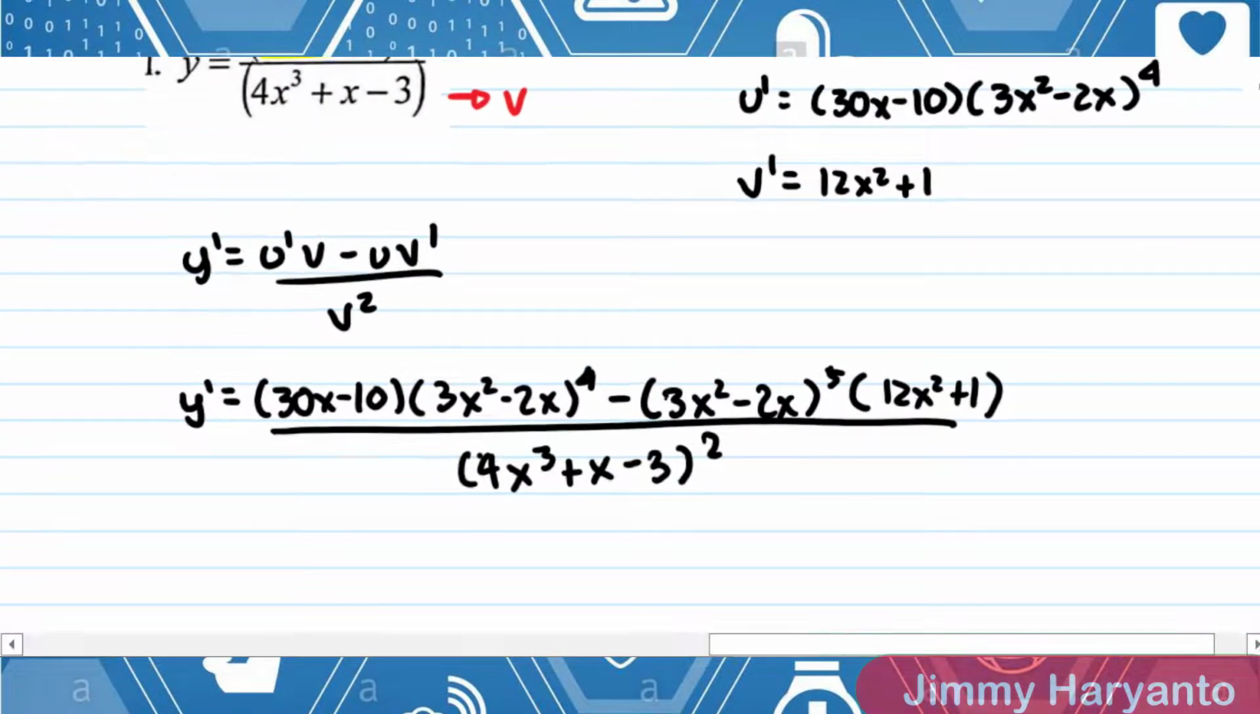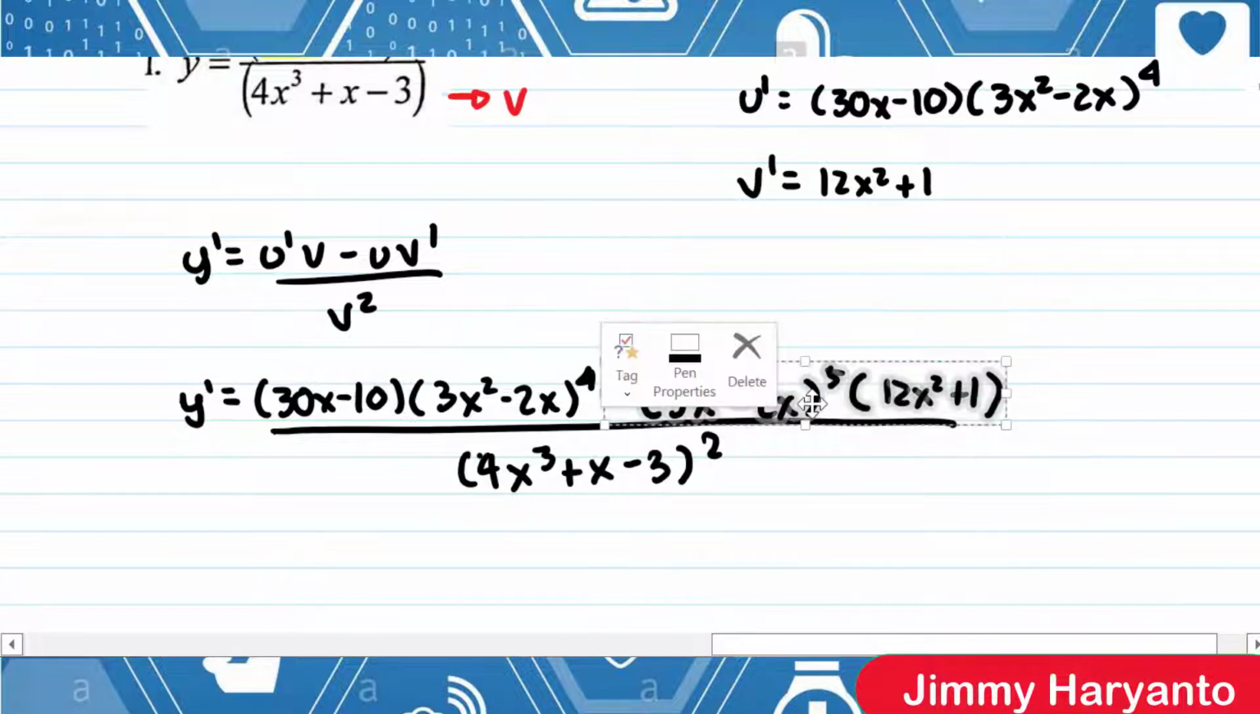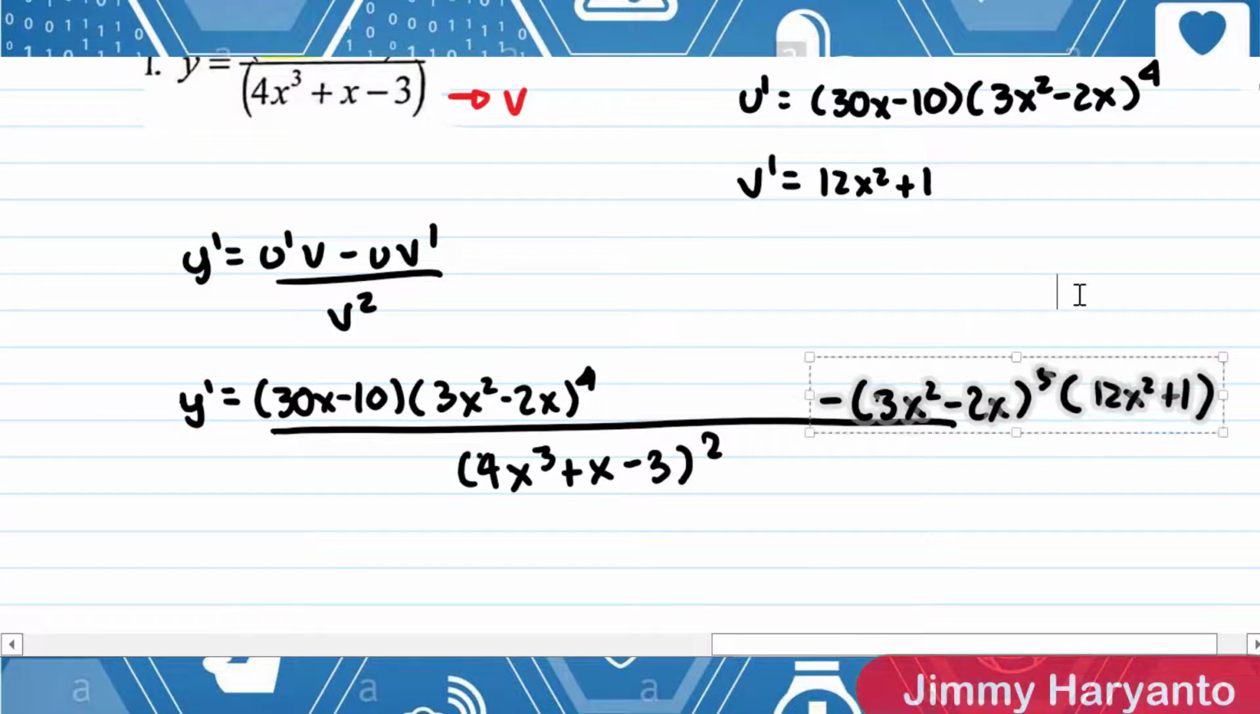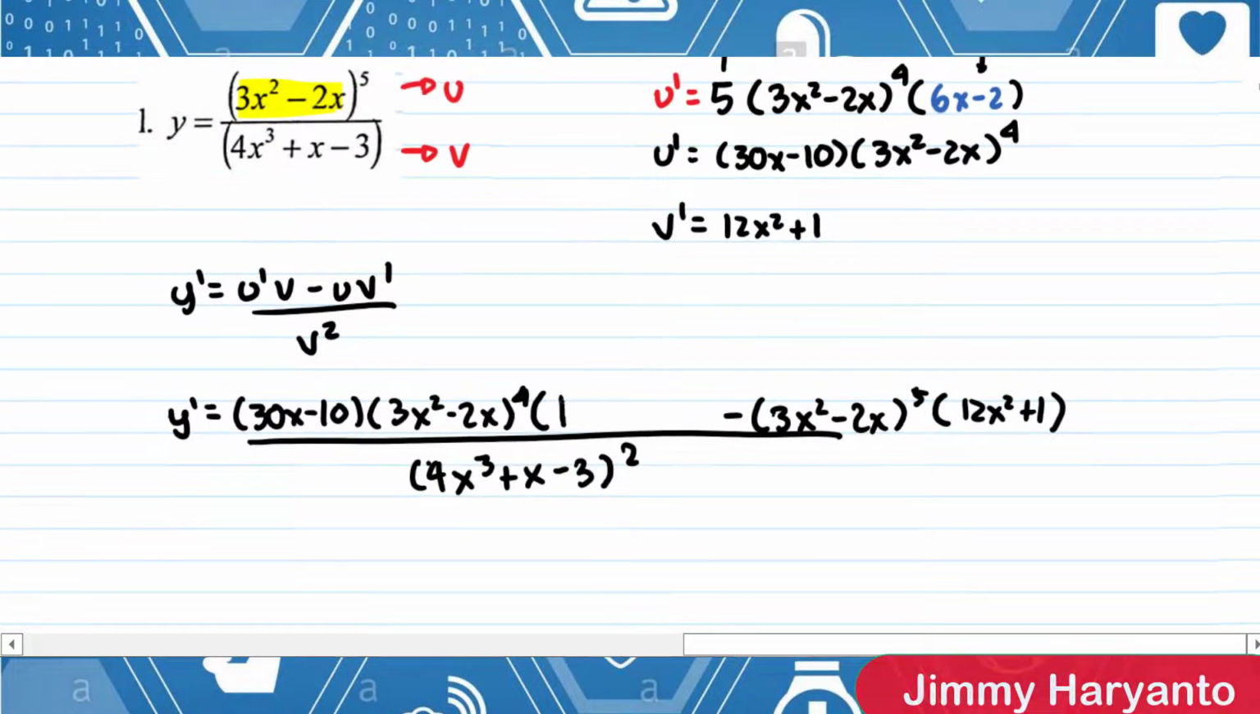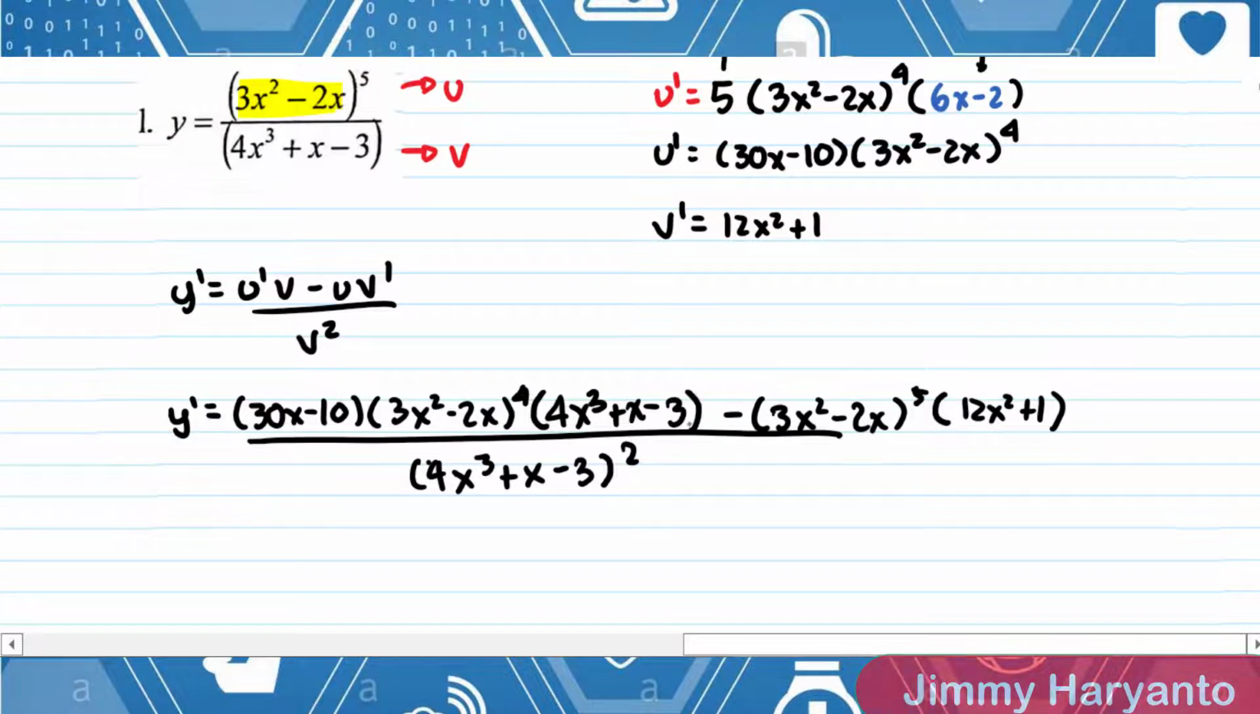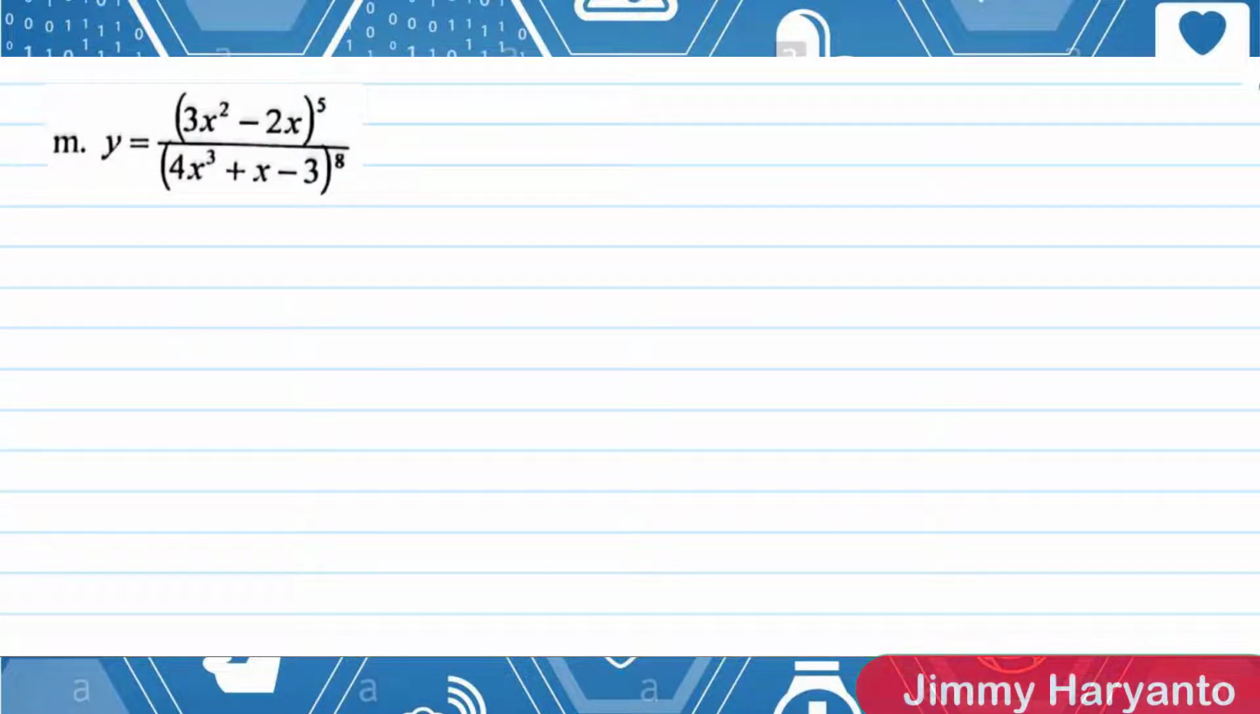Okay guys, never mind, I forgot something. I forgot to write the v. So this one we have to move that one times v, u accent times v, sorry, 4x cubed plus x minus 3, u accent v minus u and then v accent over v squared. Okay, that's good. Next is m.